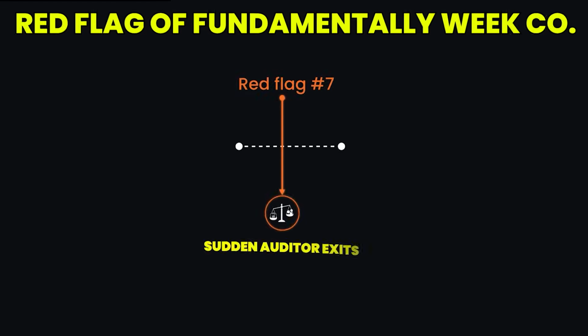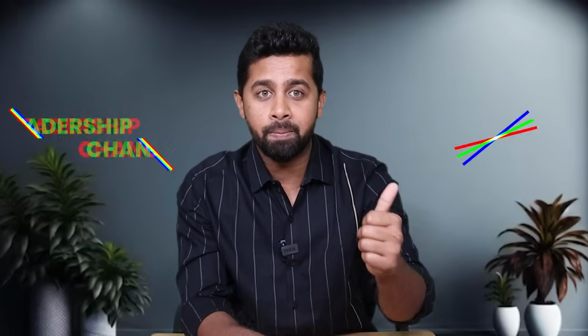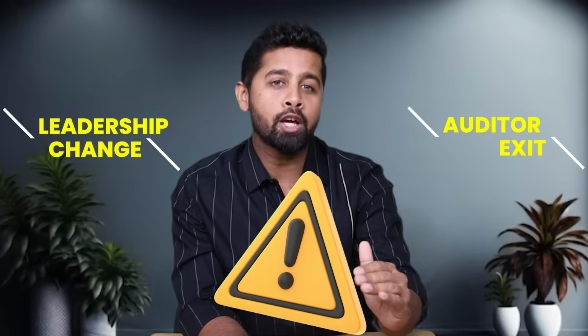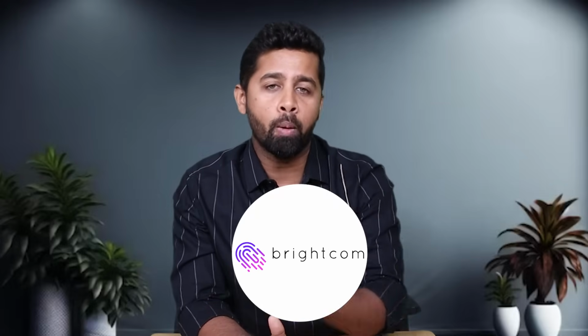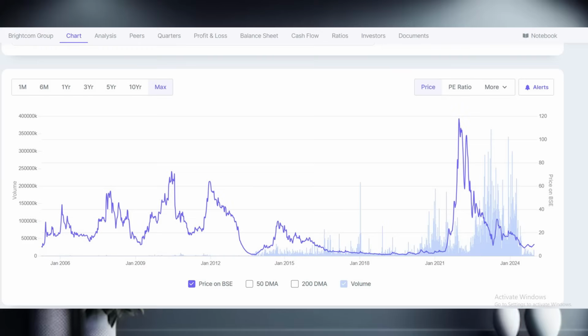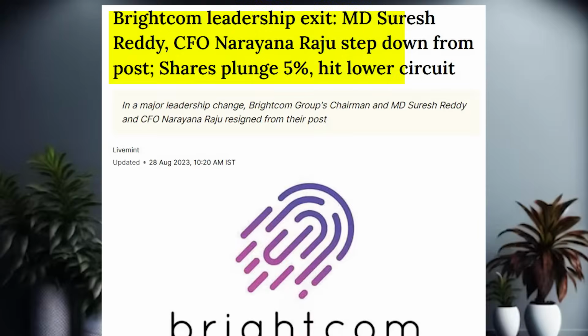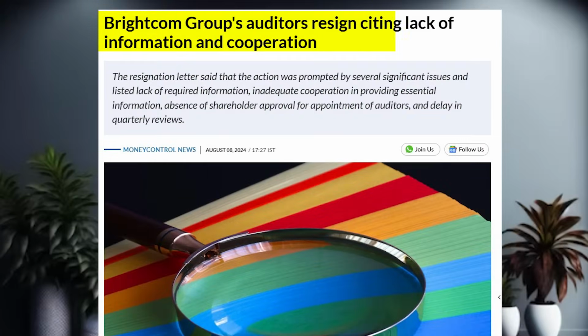Then seventh red flag is avoid companies with sudden auditor exits and rating downgrades. So if a company's auditor is exiting, it's a big red flag. And if you find both leadership change and auditor exit, it's a deadly combination. One example is Brightcom Group. It was one of the most hyped stocks during the COVID bull run. The stock zoomed exponentially during April 21 till December 21, and then the stock nosedived and destroyed investors' wealth. There were many red flags in the company, including resignation of CFO and MD, as well as resignation of auditors.